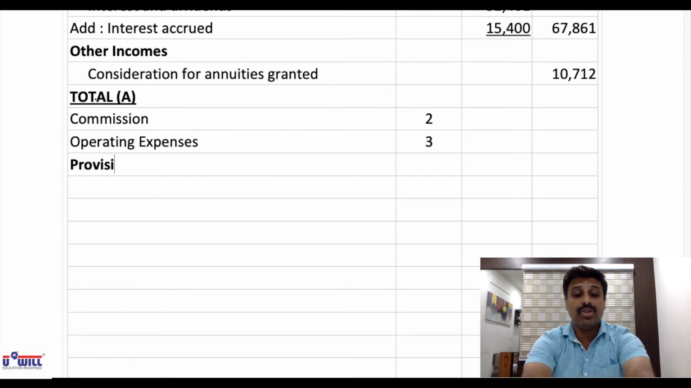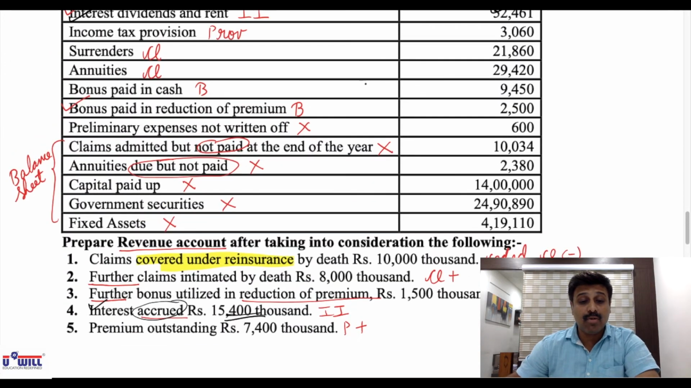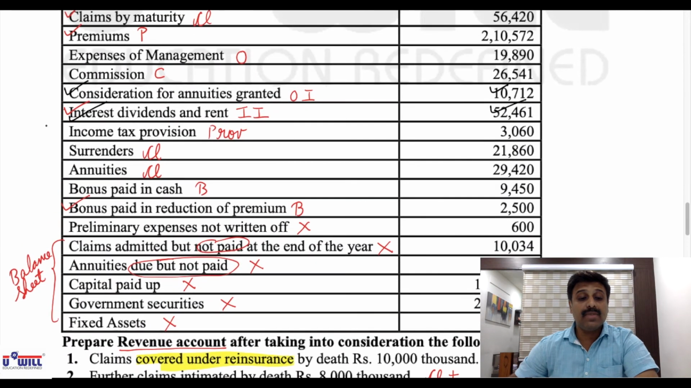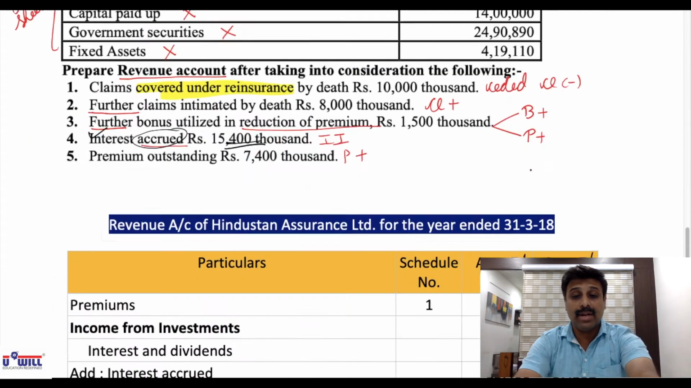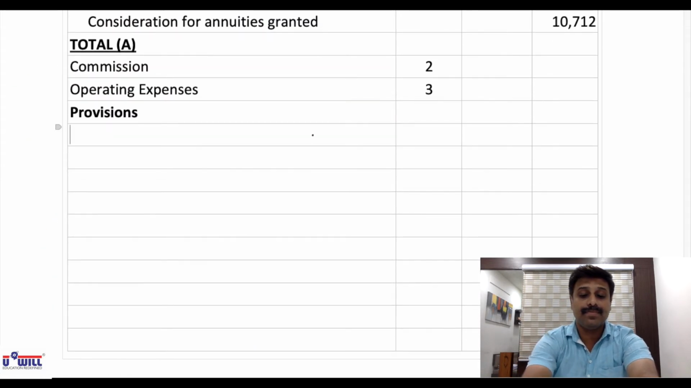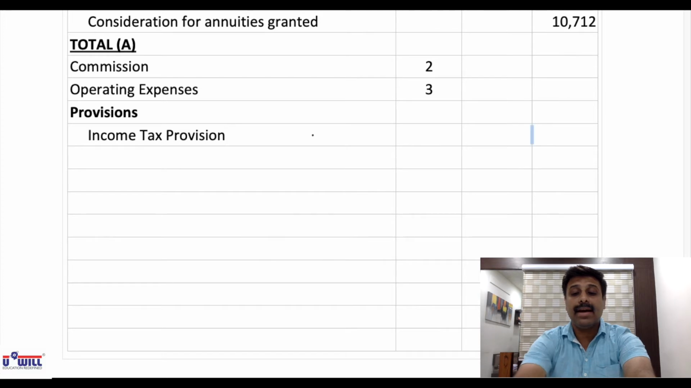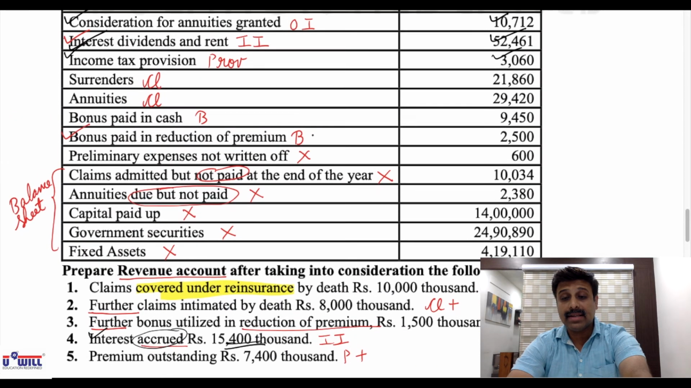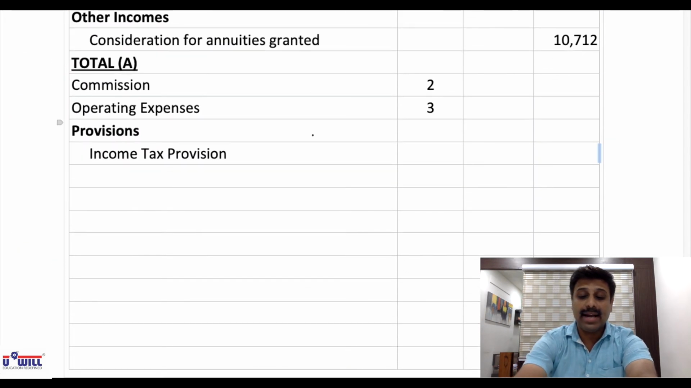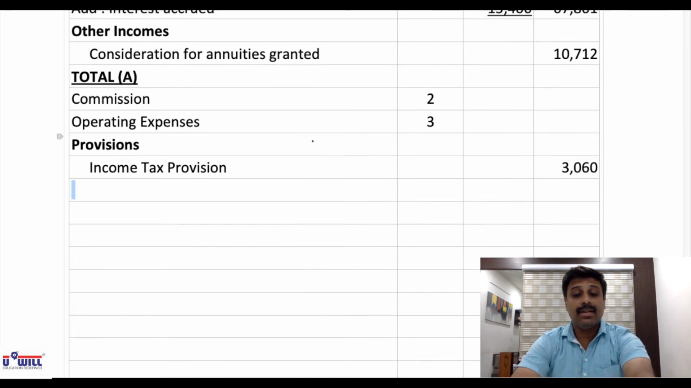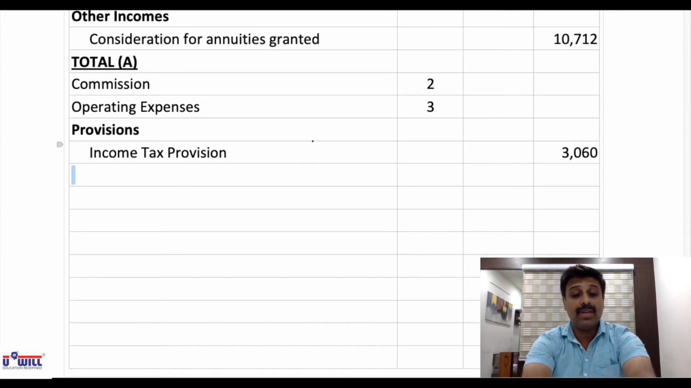Then we will have provisions. Now what all items are there marked as provisions or PROV? Here we have income tax provision 3060. So write down income tax provision directly in outer column. Only one provision is there, so 3060 directly in outer column. No other items marked as PROV is there, so we'll get the total B.